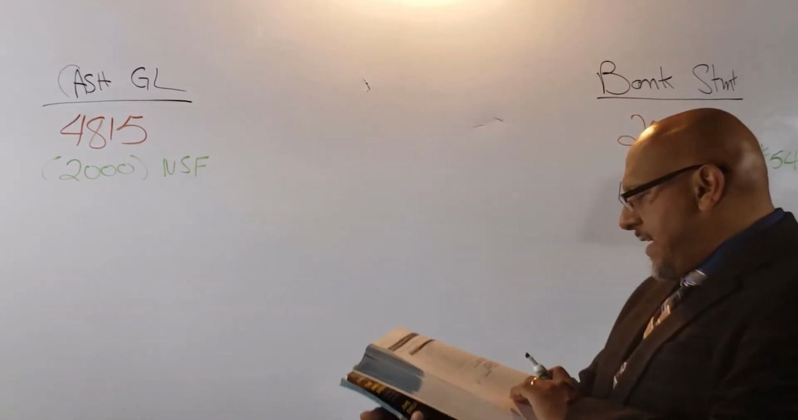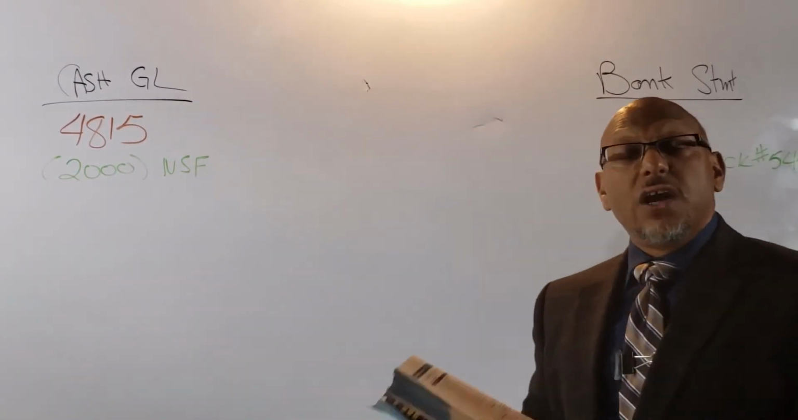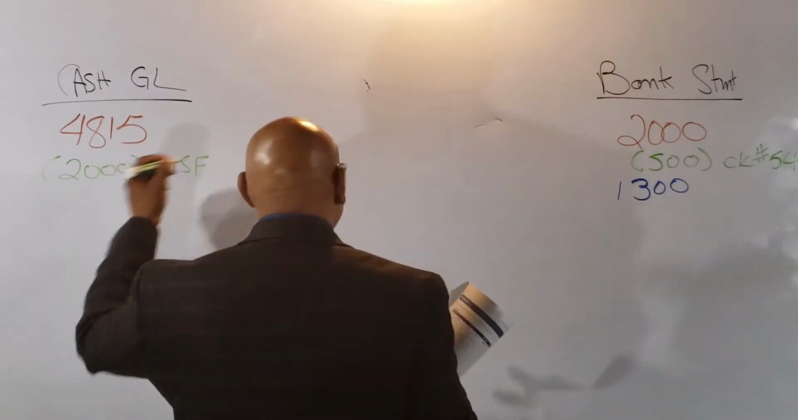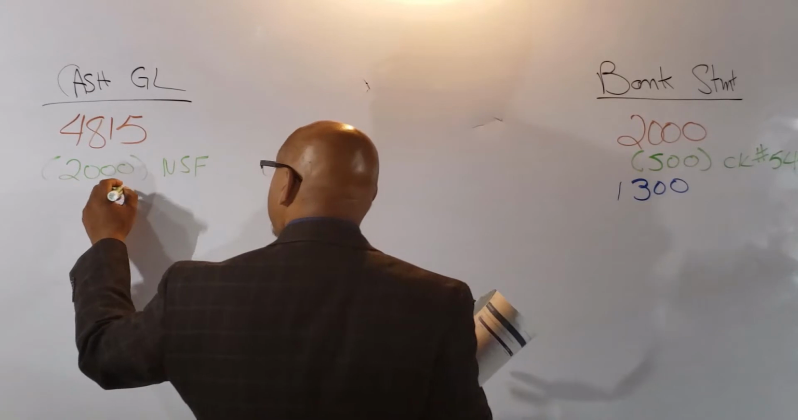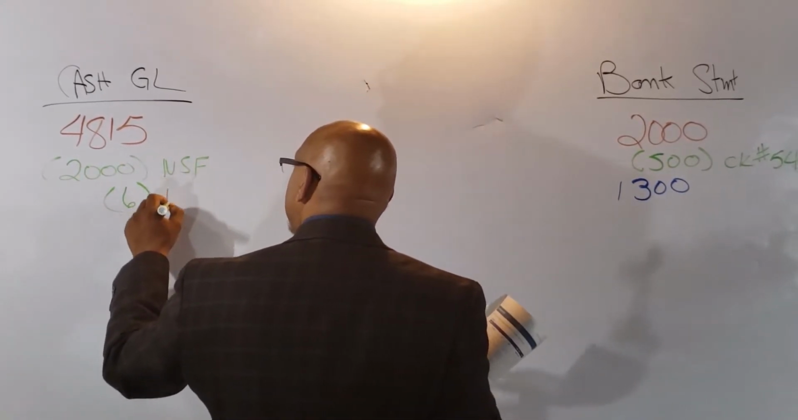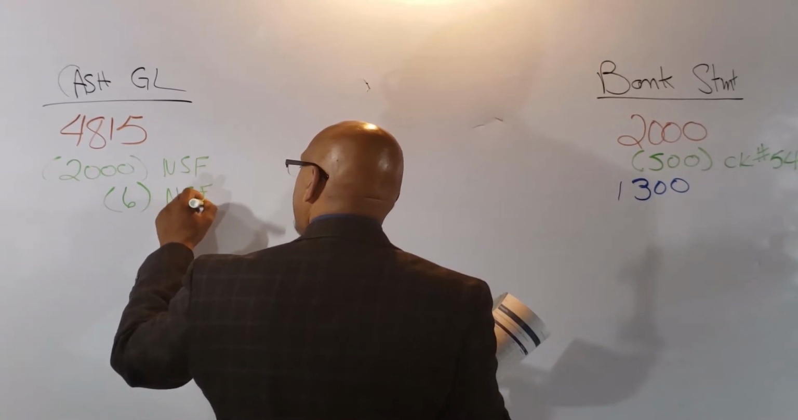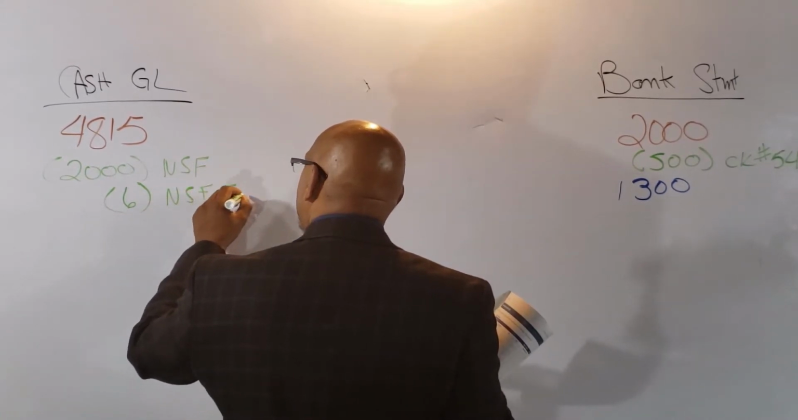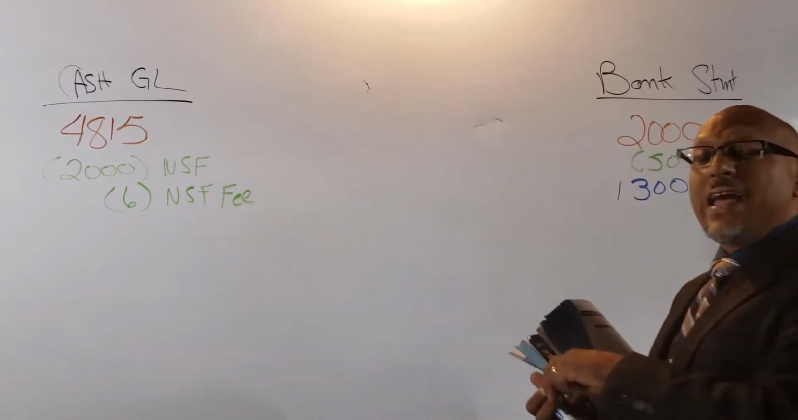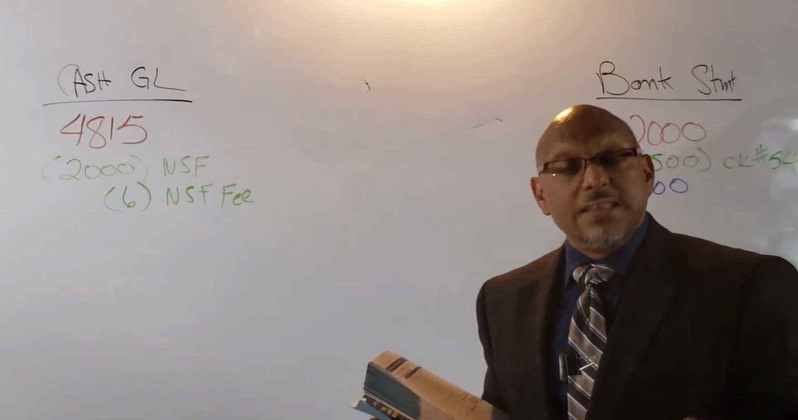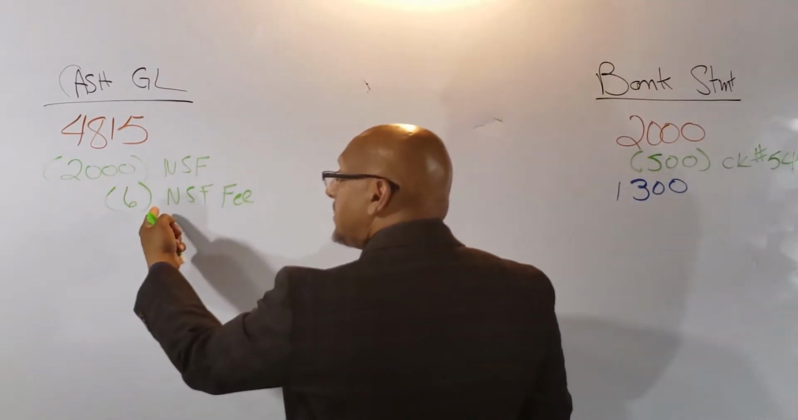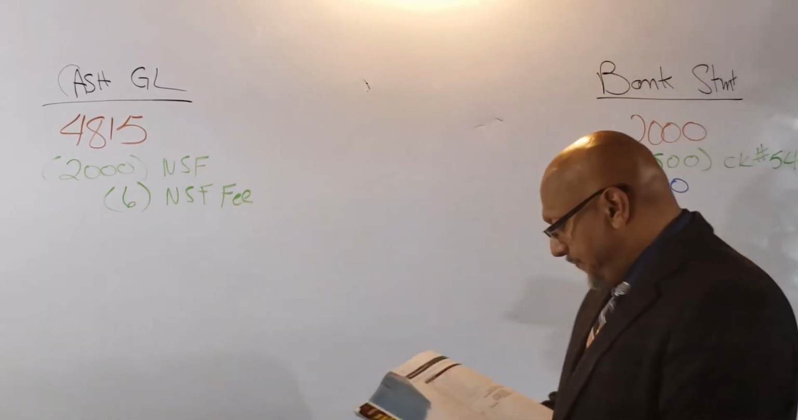And the next thing here is that there was an NSF charge. That's a bank fee. So they took $6 out of our account. We need to take that out of our GL. So I'm going to put that as NSF fee. We are charged because the bank had to pay back that money that we originally gave them. They had to give it back to their bank because the check was no good. And so we were charged an NSF fee.